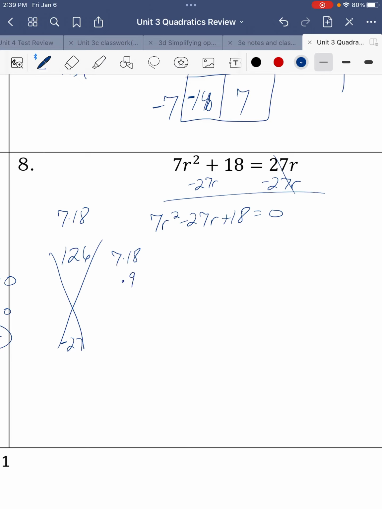I'm going to take 18 and divide by 2. That's going to give me 9. And then I'm going to take 7 and multiply by 2. That'll give me 14. 14 plus 9, though, is going to be 23, so that is not correct.